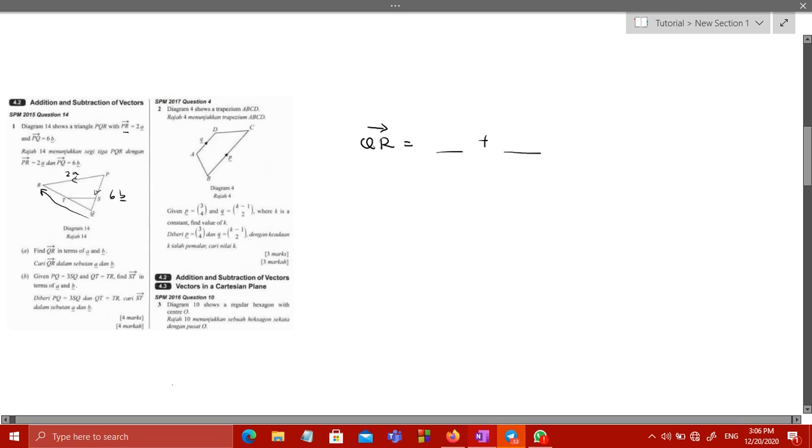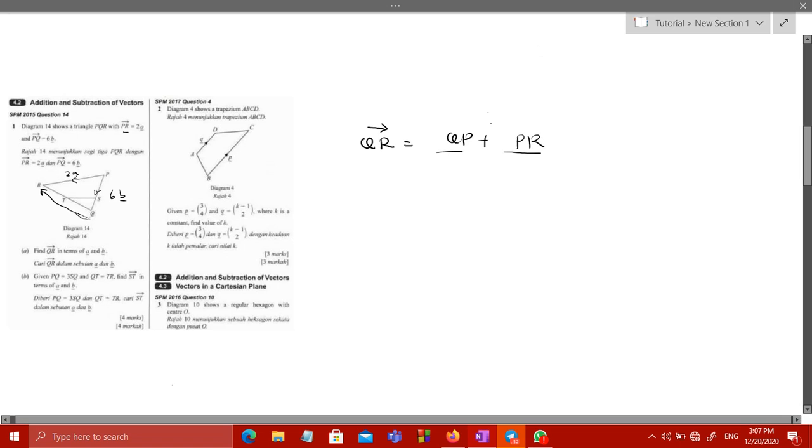And vector QR is actually from QP to PR, right? Because if you want to travel from Q to R, you need to travel first from Q to P, and then from P to R.